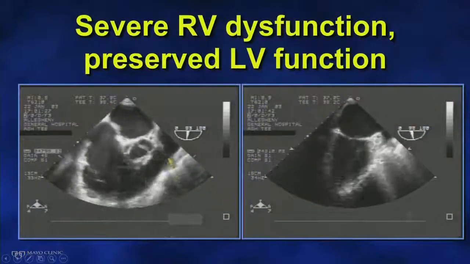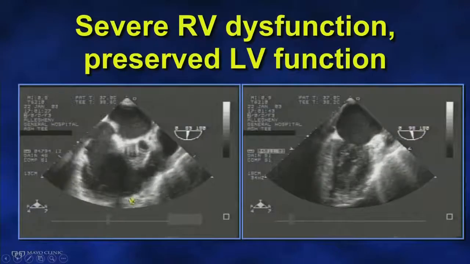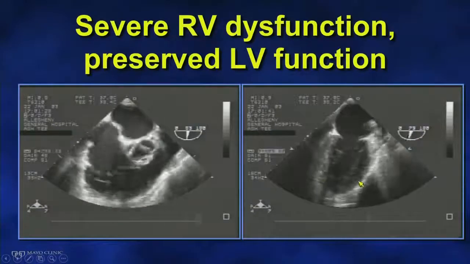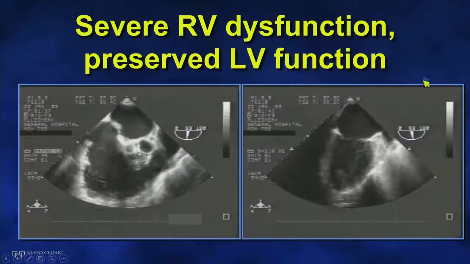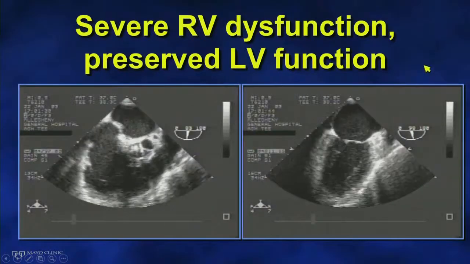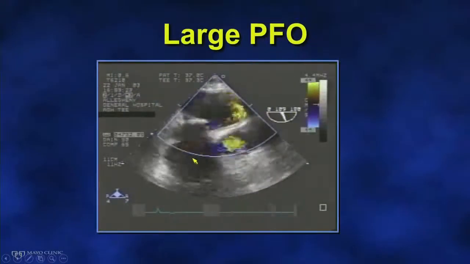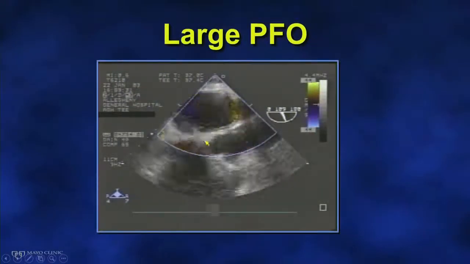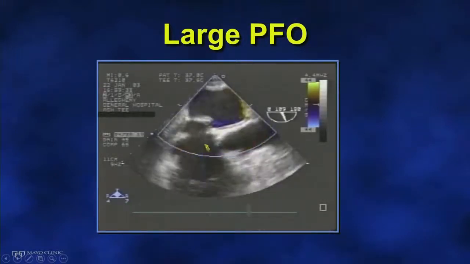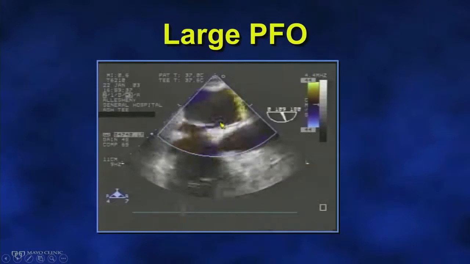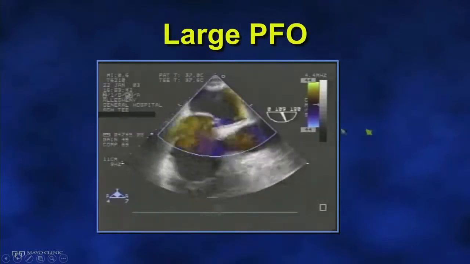So this was a case of a patient that had a severe RV infarct. The RV is nearly akinetic. The LV is well preserved. The chest x-ray was normal, but the patient was hypoxic. And the reason they were hypoxic is shown here in this off-axis view. You can see there's tremendous shunting through this PFO from the right atrium into the left atrium, with a velocity almost approaching that of mitral regurgitation.